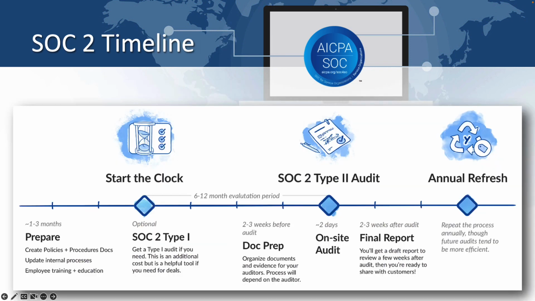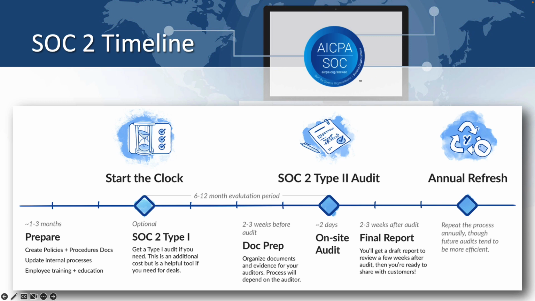Now, how does the SOC 2 report timeline look? Usually you need to prepare and get ready. You can here start with a self-assessment. You can do some spot checks. You can work with the team to remediate any gaps that you have.